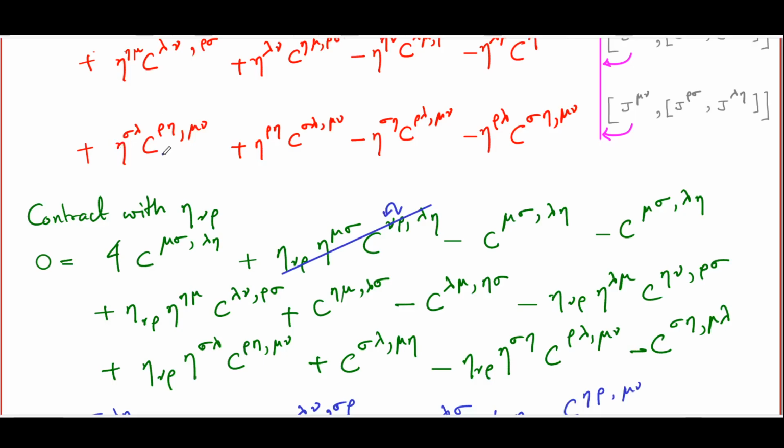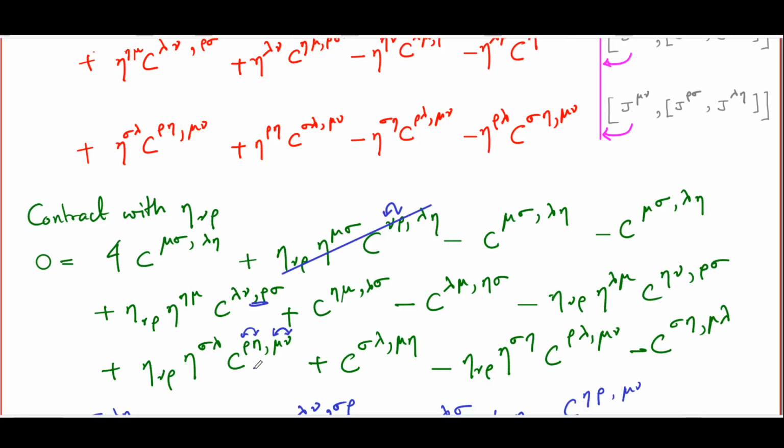Finally, from this term, one more similar looking term. But apparently the structure is different. Here the inner two indices are being contracted. Here the outer two are being contracted. But that's easily taken care of. All you have to do is switch this and this together. Remember, two switches, two minus signs gives you the same thing.